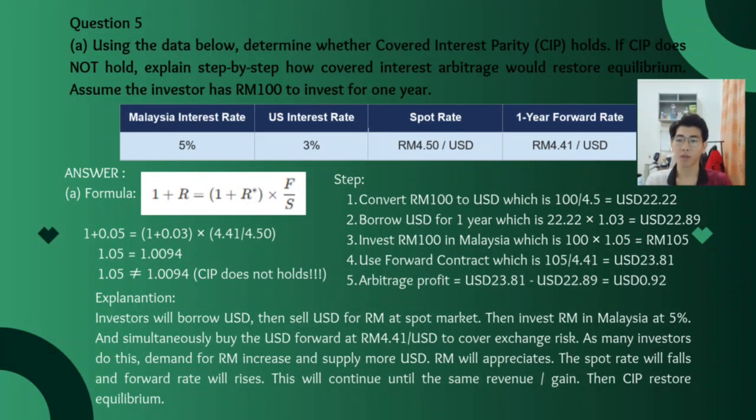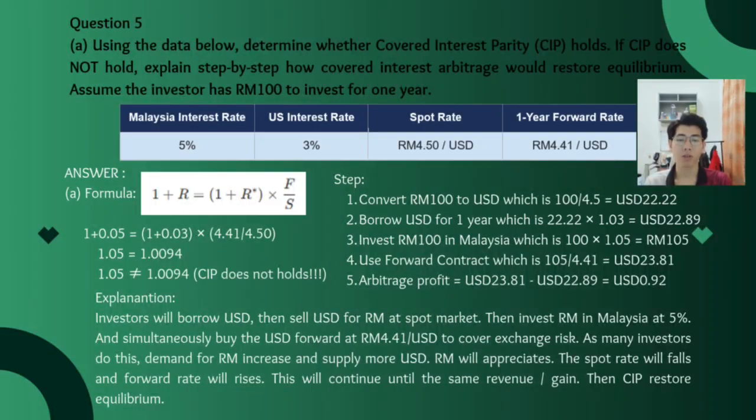1 plus 0.05 versus 1 plus 0.03 times 4.41 over 4.5. 1.05 is not equal to 1.0094. So CIP does not hold. Step 1. Convert RM 100 to USD, which is 100 over 4.5 equals 22.22 USD. Step 2. Borrow USD for 1 year, which is 22.22 times 1.03 equals USD 22.89.